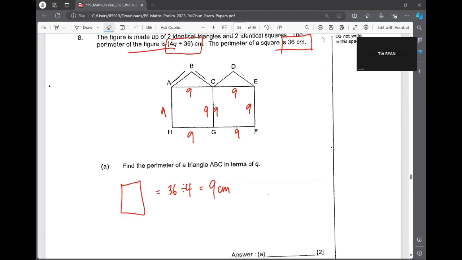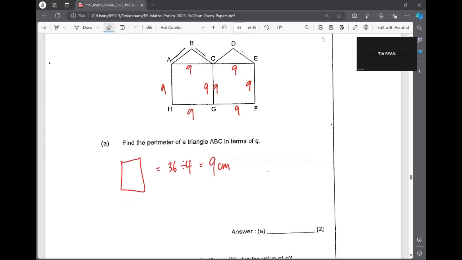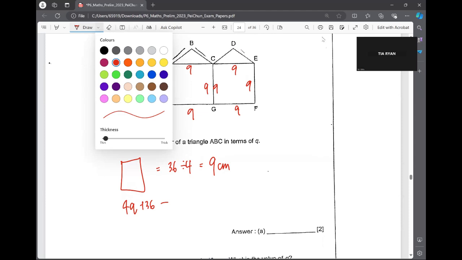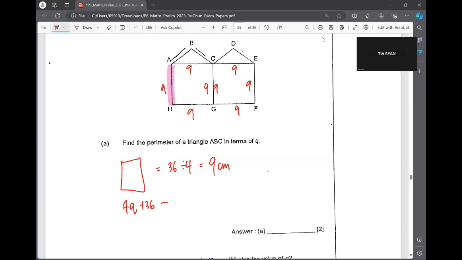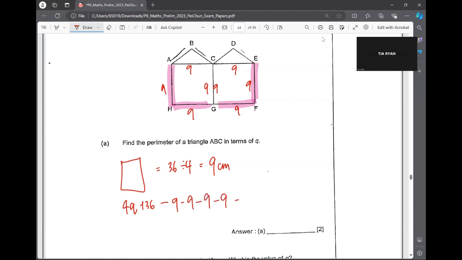What I would do is take the total, which is 4q plus 36, minus away the other parameter, which is the length of this and this. I don't have to minus the inside, right? Because the inside is not part of the perimeter of the figure. The perimeter of the figure is the outside. So I'll take minus 9, minus 1, 2, 3, 4 nines, which gives me 4q.